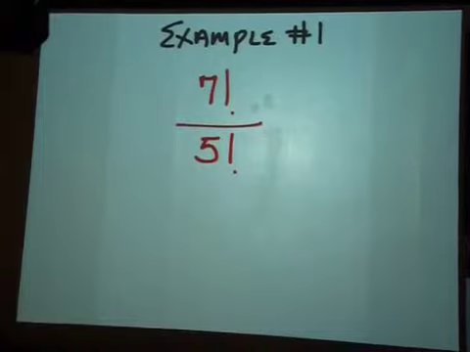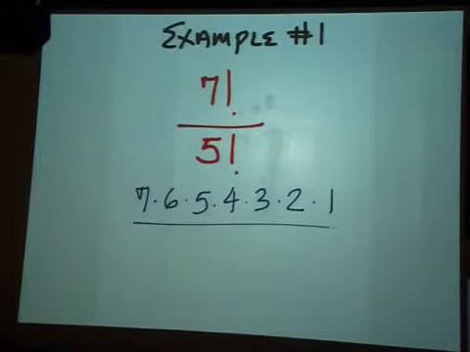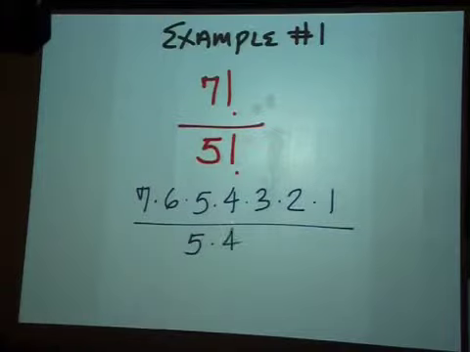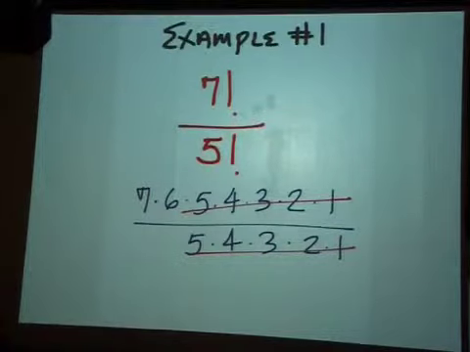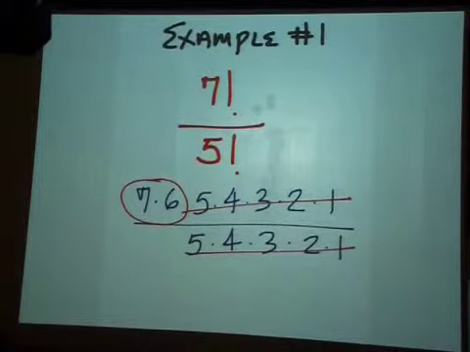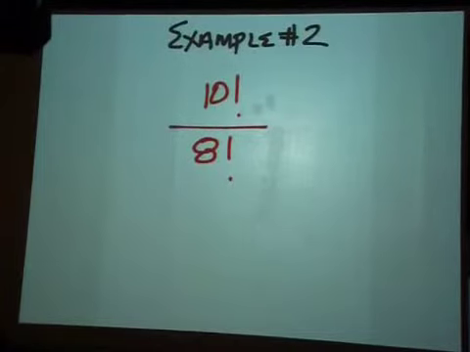Divide 7 factorial by 5 factorial, and on the top you'll have 7, 6, 5, 4, 3, 2, and 1. And on the bottom, 5 times 4, 3, 2, and 1. You'll notice that you have cancellations here and here. They cancel out. There's no need to multiply 7 factorial on the top and then 5 factorial on the bottom. Cancel out 5 factorial from the top to be left with 7 times 6, which would give us a final answer of 42.